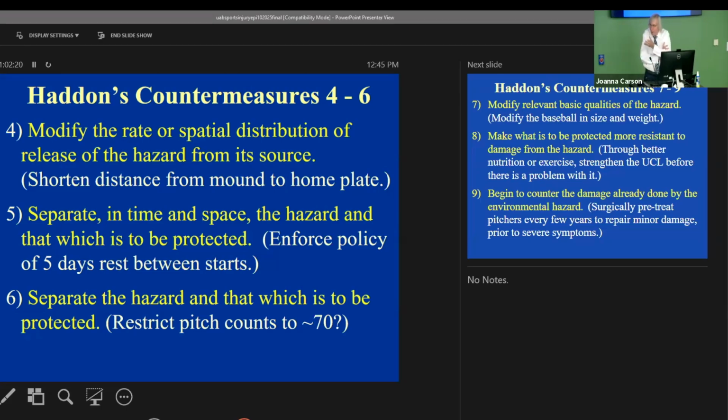Okay. Separate in time and space the hazard and that which is to be protected. So one thing, and I haven't studied this, maybe I didn't have it in my list, is whether the pitchers who are getting UCL injuries were called upon too many days in a row. You could add up how many innings or how many pitches they pitched, but another dimension is how many days of rest. Okay. Pitch counts, that's done.